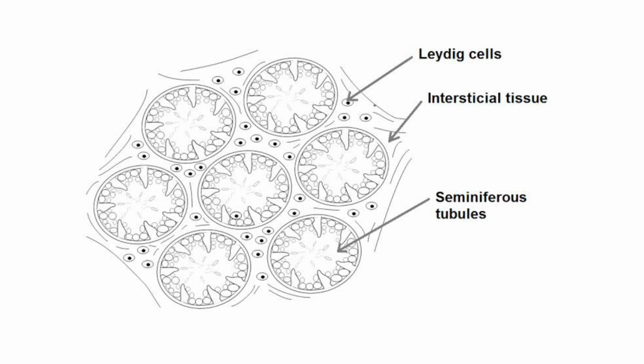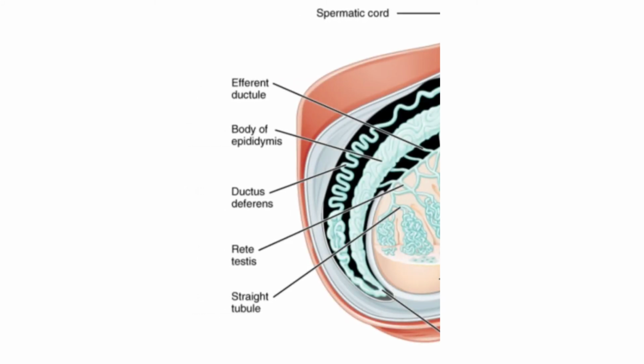Between the seminiferous tubules, small round Leydig cells are present. They are also an important part of the testis, and they secrete testosterone, which is otherwise known as the male sex hormone. From the seminiferous tubules, sperm move into the straight tubules, also called tubuli recti, as shown in this picture. From there, the sperm move into the fine meshwork-like structure known as the rete testis.